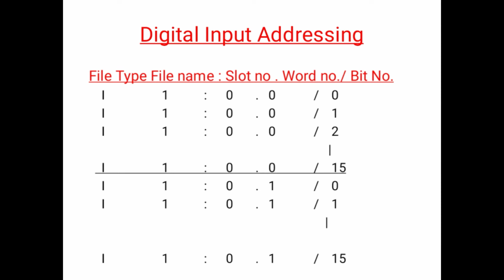Similarly, it will go up to 15 because in a word there are 16 bits. So I1 colon slot number 0 compact PLC dot 1 slash bit number 15. So this is the addressing for compact PLC. I just supposed that there are 32 inputs, so that's why I have taken 2 words. There may be 20 inputs, there may be 23 inputs or 25 inputs, so we have to address up to that only. So let's proceed to the next slide.